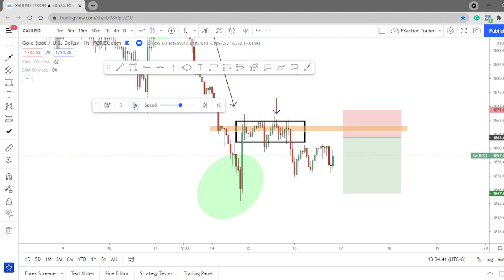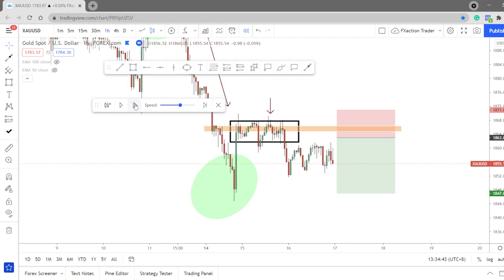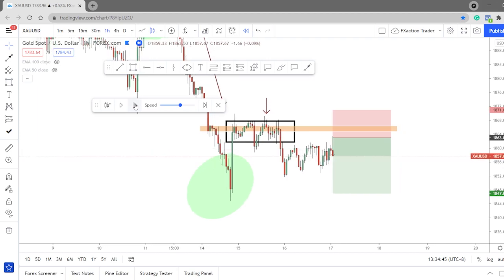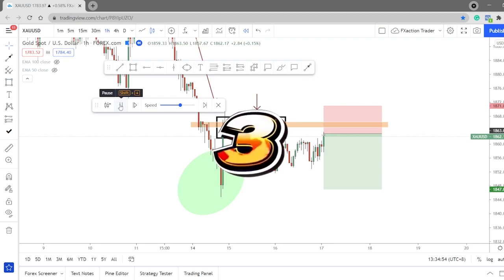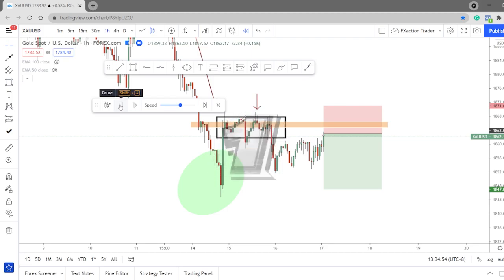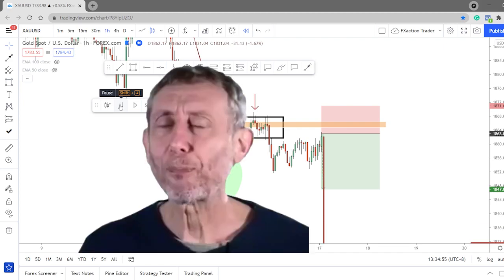All right, so let us have a look. My trade was triggered after the market did a pullback on the neckline area, and let's see what happened next. 3, 2, 1, go! Nice.